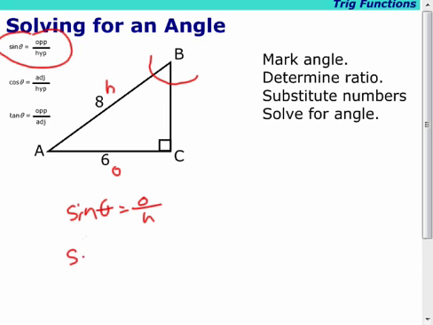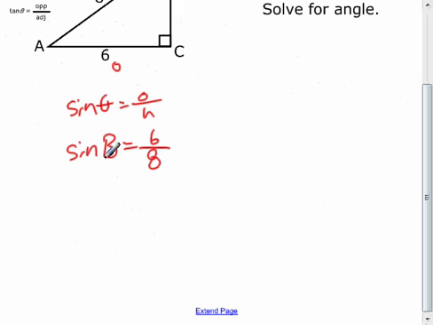Now we substitute in our numbers. So sine, the angle I'm looking for is called B, so we'll call it sine B, is equal to the opposite side, which is 6, over the hypotenuse side, which is 8. So here I've got an equation in which I need to solve for B. Well, to solve for B, sine is in the way. I have to get rid of that sine. And similarly to if I have an equation like this where I need to solve for x, I can square root both sides.